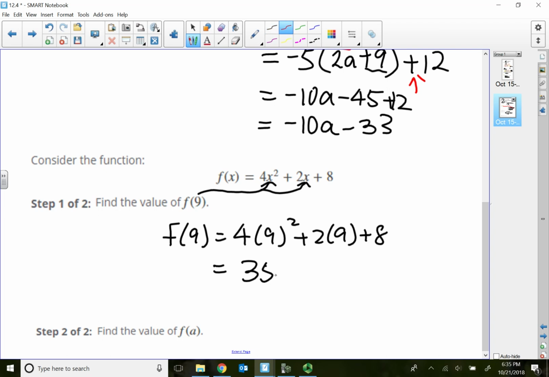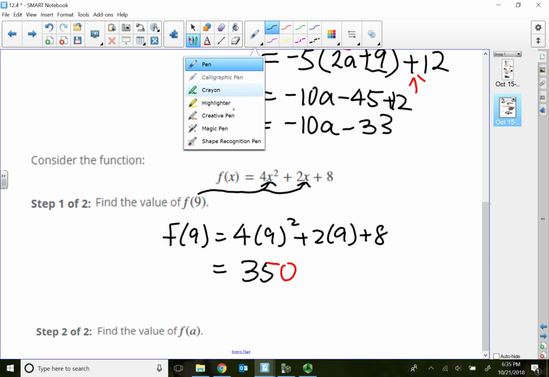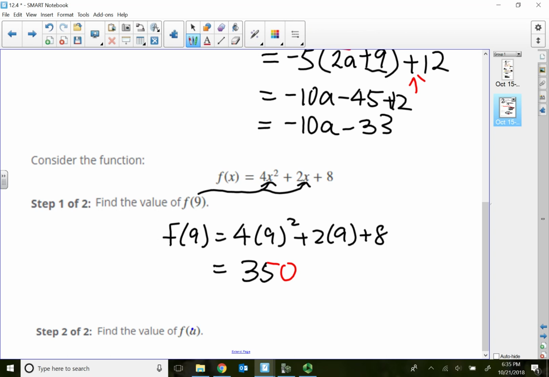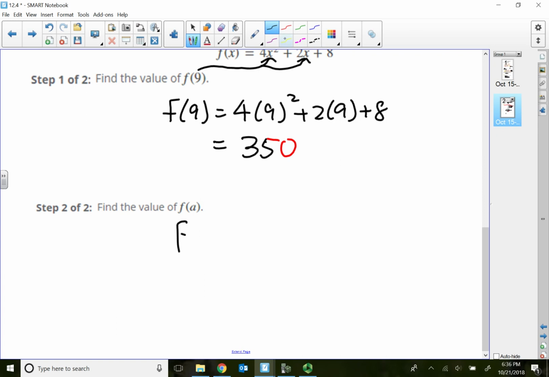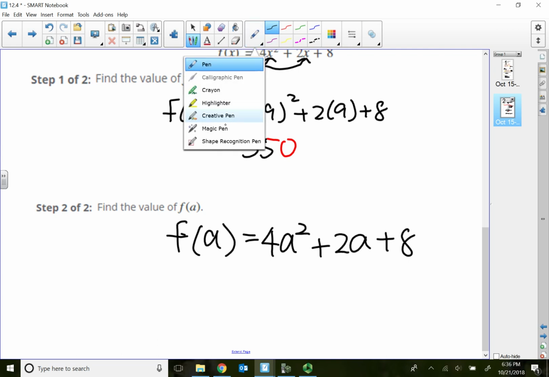Now, the next part: find the value of f of a. What that means is I'm replacing x with an a. Instead of having x, I will replace every x with an a. F of a: substitute a for x. So for every x I see, I will put an a down. So my f of a would just be 4 times a squared, replacing x with a, plus 2 times a plus 8.